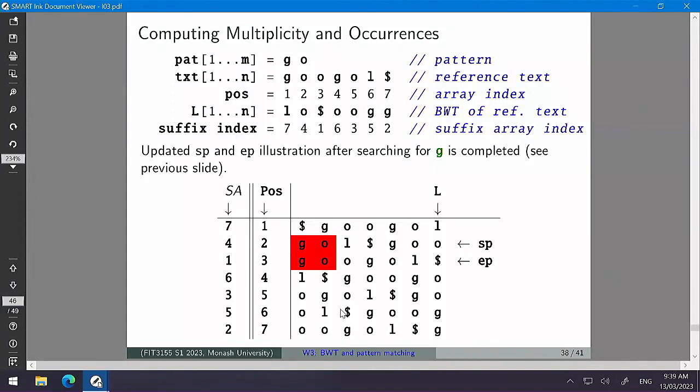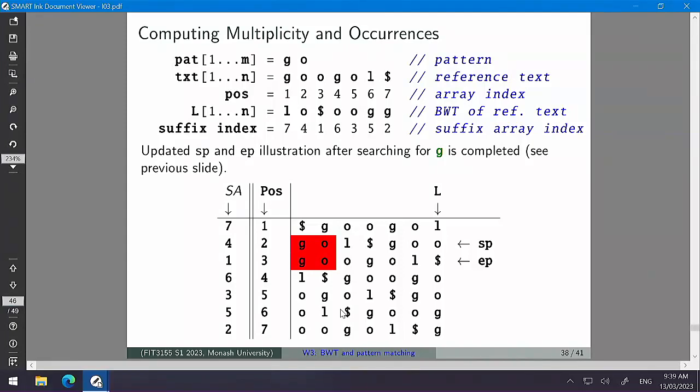So how many times did I see a GO? Well, it starts at 2 and ends at 3. So 3 minus 2 plus 1. That's 2 times. If I had searched for OGO, start point would be 5, end point would be 5. So what's the number of occurrences? End point minus start point plus 1. So 5 minus 5 plus 1 is 1 time.